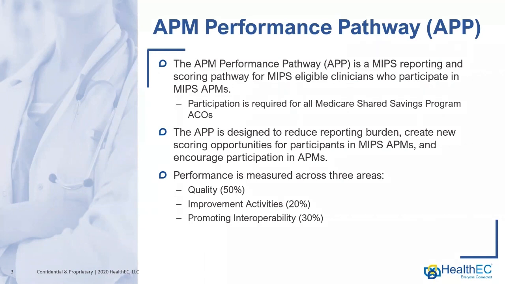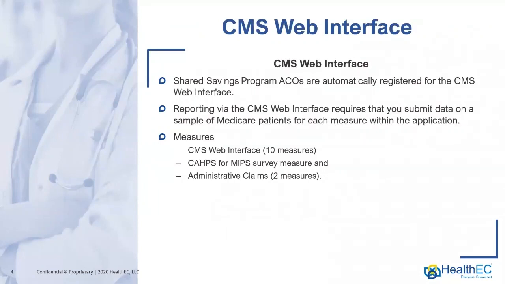There are 3 performance categories across which performance is measured. We will be reviewing the quality reporting category today, but there is quality, which is weighted at 50%, improvement activities at 20%, and promoting interoperability at 30%. So we're going to be focusing on what's called the CMS web interface today. The CMS web interface is also known as the G-Pro, which stands for the group reporting option.